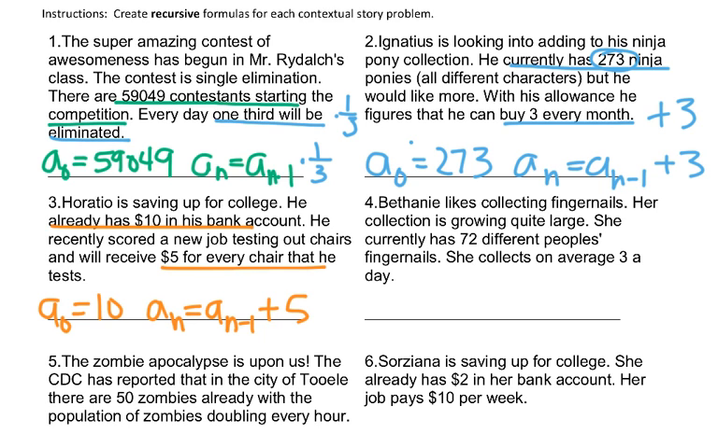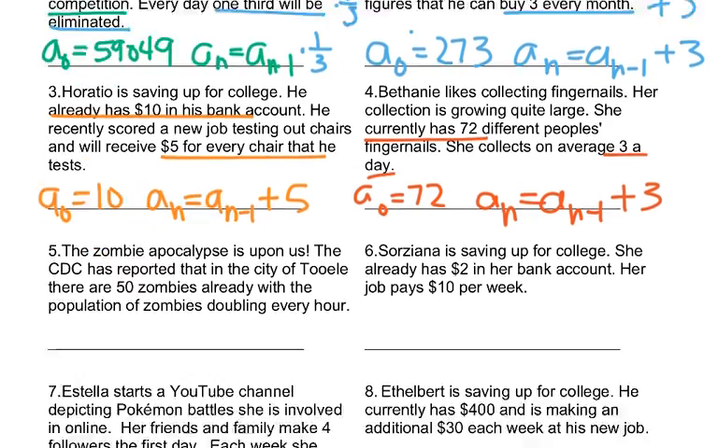Okay, Bethany likes collecting fingernails. Her collection is growing quite large. She currently has 72 different people's fingernails. She collects, on average, 3 a day. So this idea of currently, she's already starting with 72 right now. And she's collecting about 3 a day. So a sub n equals a sub n minus 1, and we're adding 3 more to it each time. So another arithmetic one. Okay?